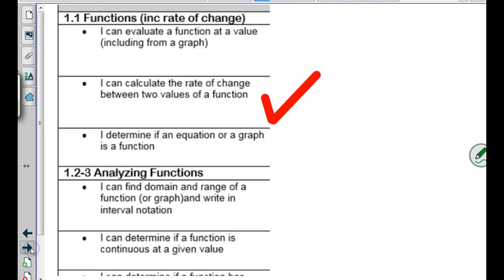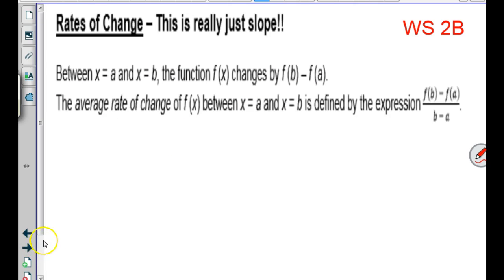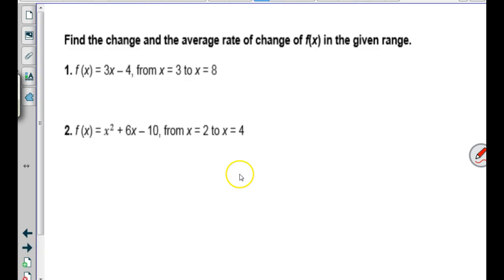Okay, so average rate of change, which is a part of the 1.1 section that's going to be on the quiz Friday, says between x equals a and x equals b, the function changes from f of a to f of b. The average rate of change is defined by the expression f of b minus f of a over b minus a. It just means put the numbers in the function and find the slope. Don't be all confused by that notation. So this is what the question will look like on the quiz. Find the average rate of change between, and it'll look like this.